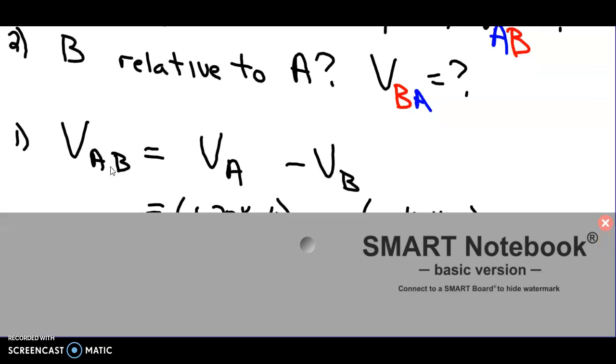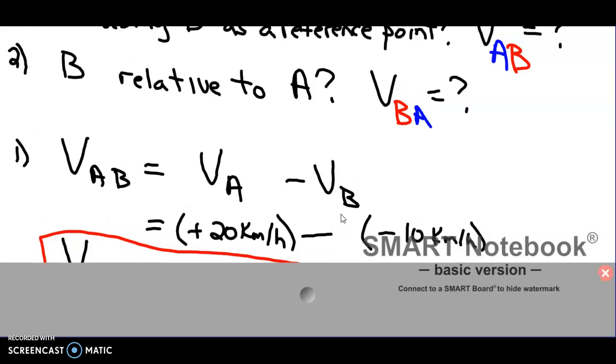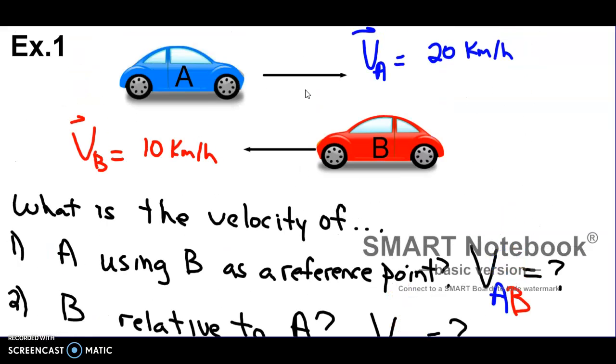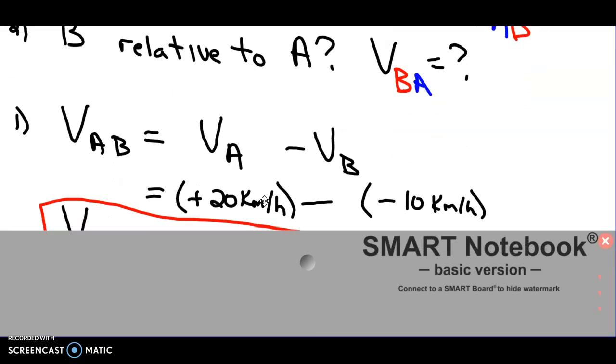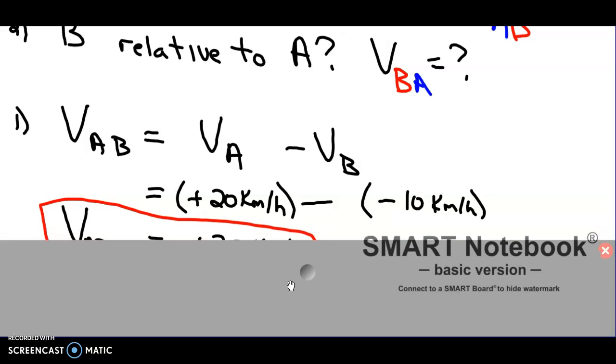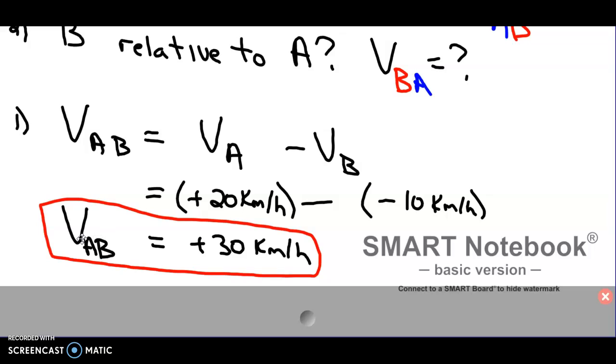Number 1, VAB equals VA subtract VB. If you go back up to here, velocity A is going in the positive direction and velocity B is in the negative direction. So when we put this in our formula, VAB equals VA subtract VB, that equals positive 20 kilometers per hour subtract negative 10 kilometers per hour. And we get our velocity of A relative to B is positive 30 kilometers per hour.